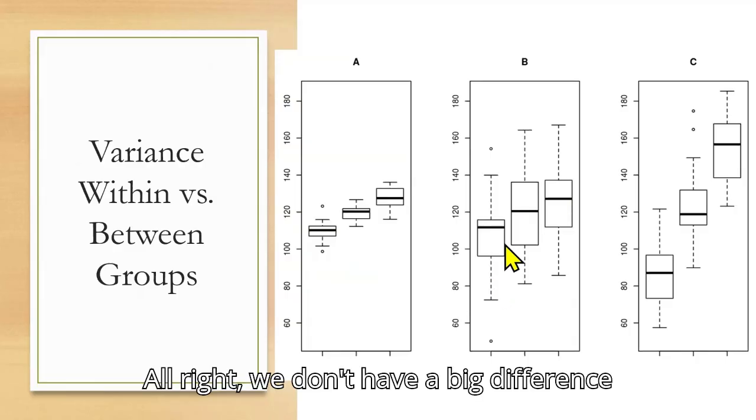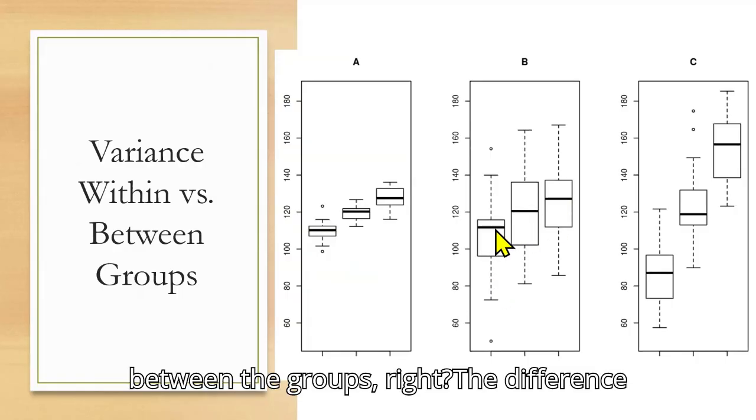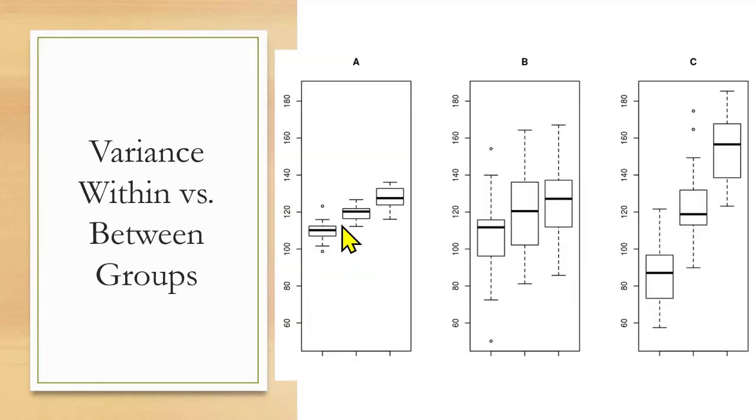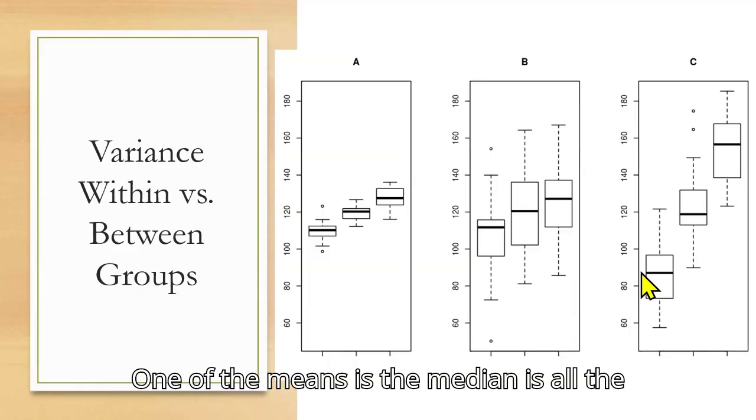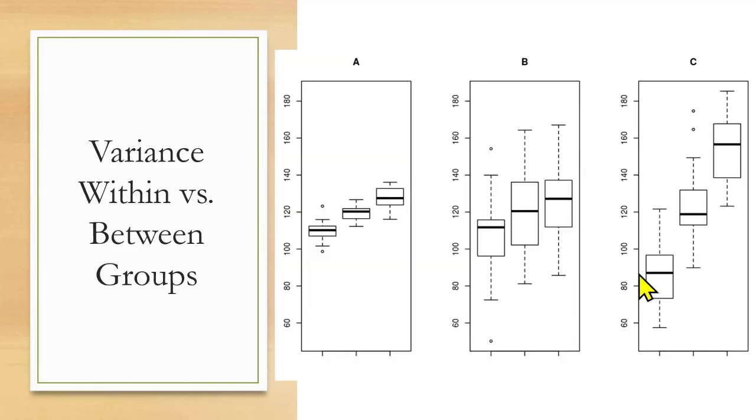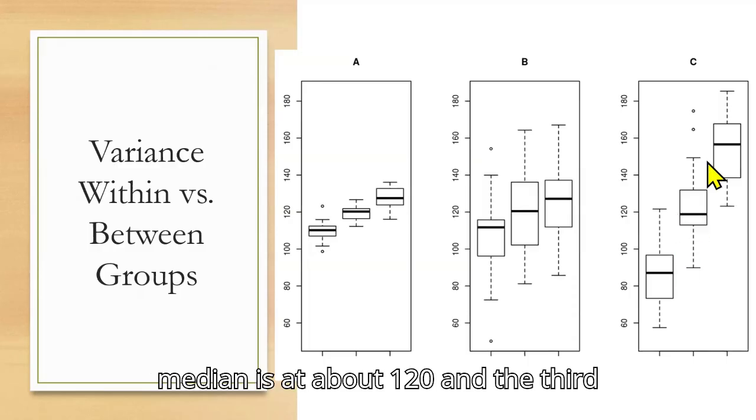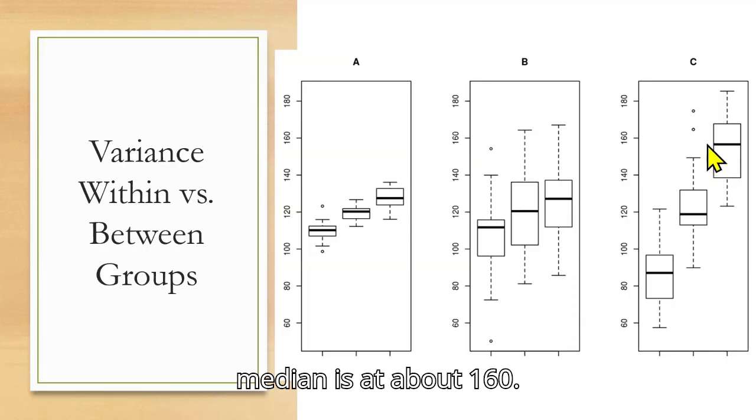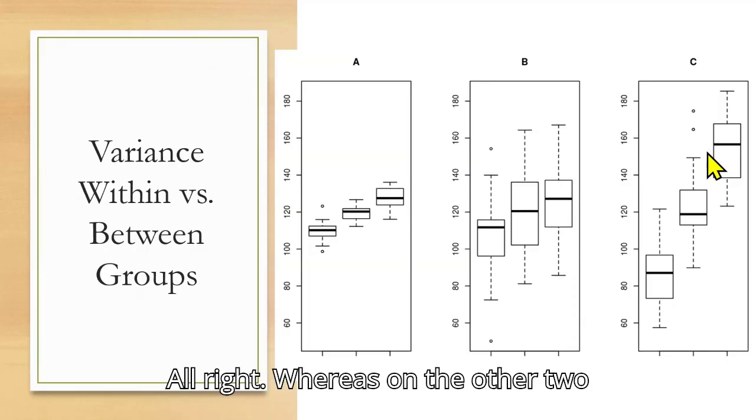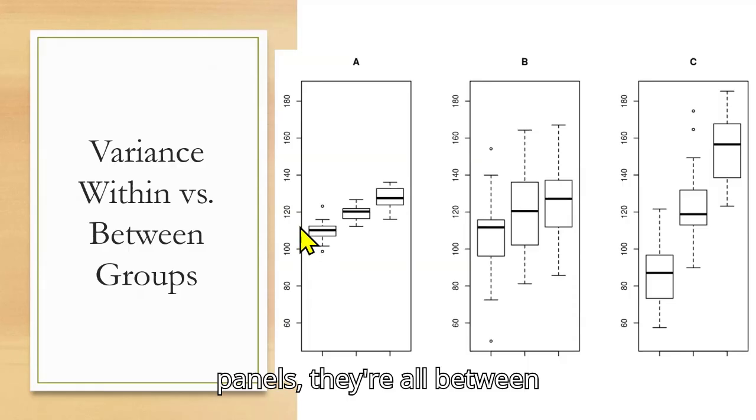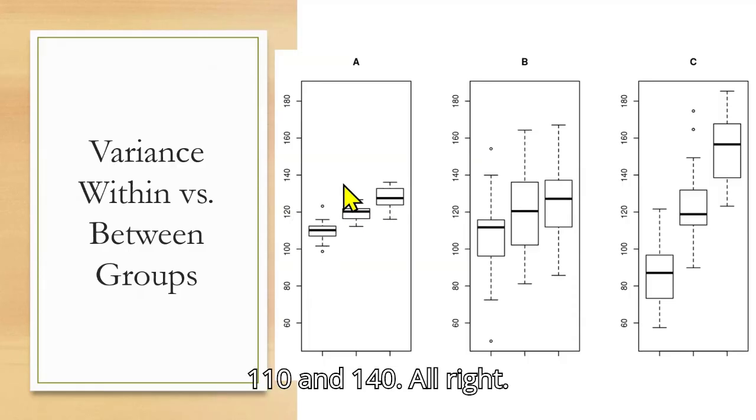All right. We don't have a big difference between the groups, right? Big difference between the groups is what the third panel is showing. So on this version of the graph, one of the medians is all the way down here at about 85, whatever these units are. The second median is at about 120, and the third median is at about 160. All right, whereas on the other 2 panels, they're all between 110 and 140.